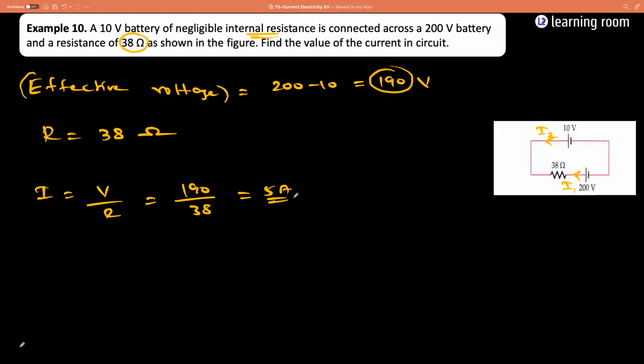Sir, if the diagram is not given, we can assume and add both potentials, sir. If the diagram is not given, first of all, you will not take 10 into consideration at all. You will directly write 200 by 38. Here they have mentioned a 10-volt battery. So if they mention it, they have to give the diagram, or else they have to mention it in a statement. Otherwise, you can't solve.